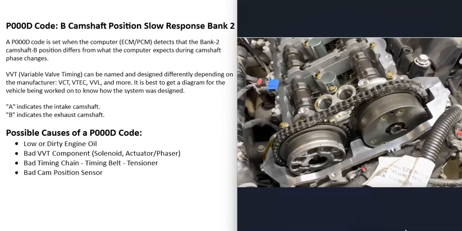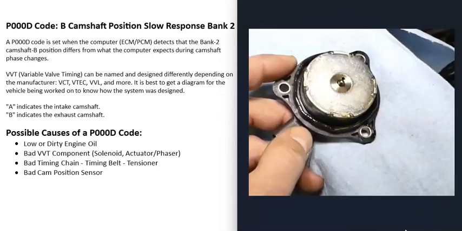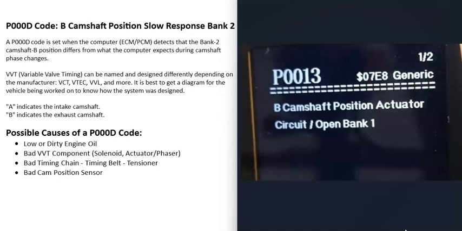By far, the most common problem with the variable valve timing component is a bad variable valve timing solenoid. If you have a multimeter, you can go and test these solenoids. There's some good YouTube videos on how you go about testing these. Again, they can be designed differently, but they're basically solenoids that are controlling the oil flow going into the variable valve timing system. Also, if you're getting any other codes, be sure to pay attention to that. For example, if you got like a P0013 code, B camshaft position actuator circuit open bank 1, then definitely go check out that variable valve timing solenoid and also go and test that actuator.